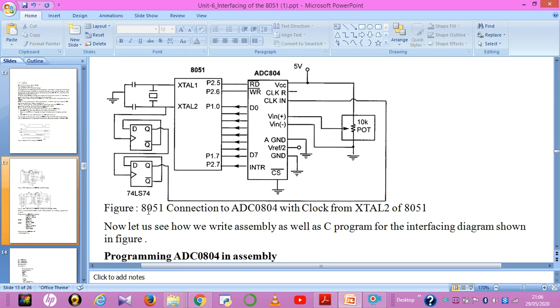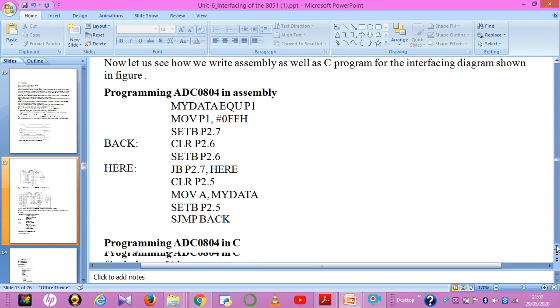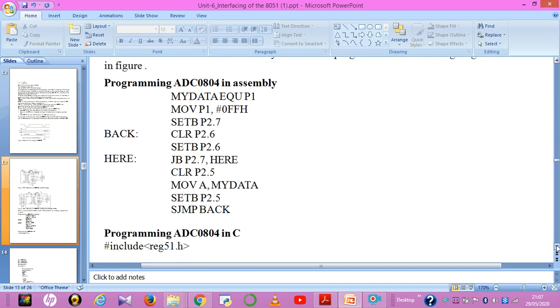They are going to ask, explain the 8051 connection to ADC 0804 with clock from XTAL2 of 8051, or else explain the interfacing of ADC 0804 with 8051. You have to draw this diagram. Next, you have to write the program and explain the pins of ADC 0804. Next, you have to write the steps, which I already gave. These are the connection diagrams, showing how we are going to connect. Next, I am going to show the program. It covers a total of 10 marks.